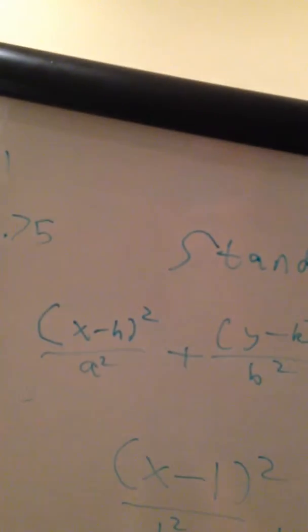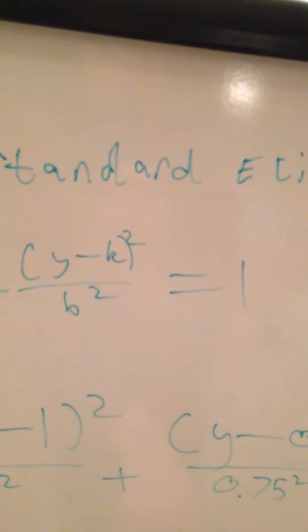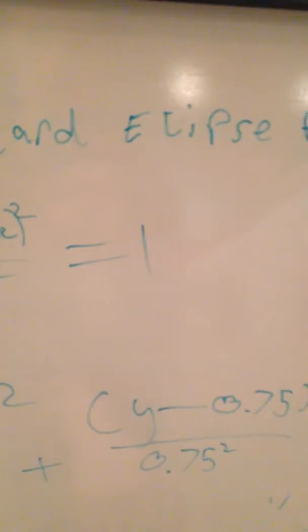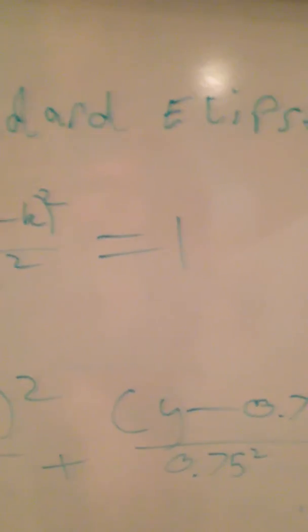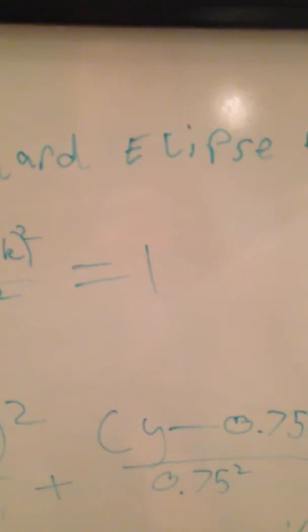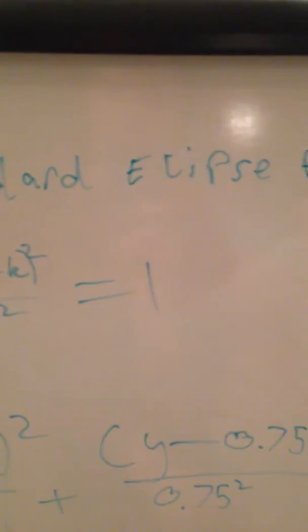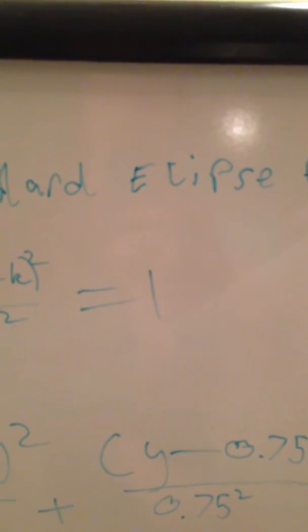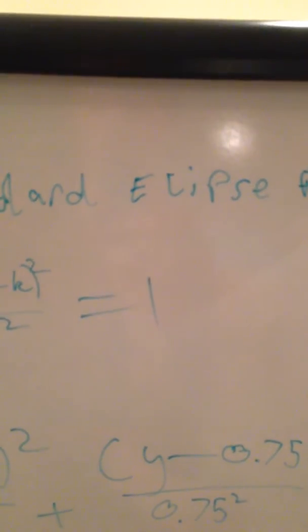Alright, so the formula for an ellipse is (x minus h) squared over a squared plus (y minus k) squared over b squared is equal to 1. So we are going to go to the other side to look at a graph I made simulating the eraser to see what the h, k, a, and b values are.